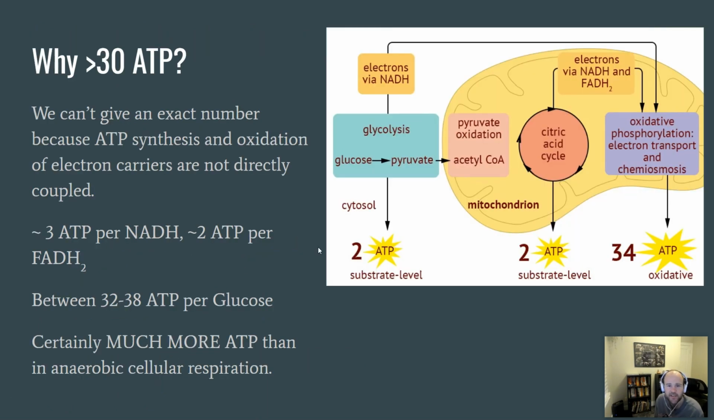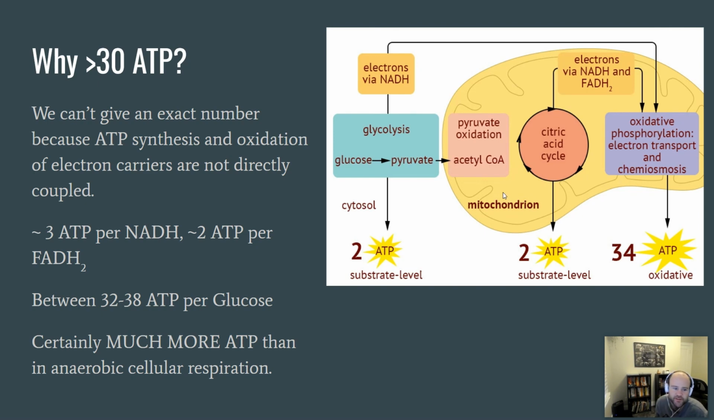So why don't we know how much it is? Well, unlike with substrate level phosphorylation, where it was direct, we can see the reaction happening, chemiosmosis and electron transport chain aren't directly coupled. We're just pushing a bunch of hydrogen across with the electron transport chain, and then as they flow through ATP synthase, we generate ATP. But because it's not directly one for one, we get about 3 ATP for every NADH and about 2 ATP for every FADH2. And since we had 2 of these and 10 of these, that's at a maximum 34 ATP.